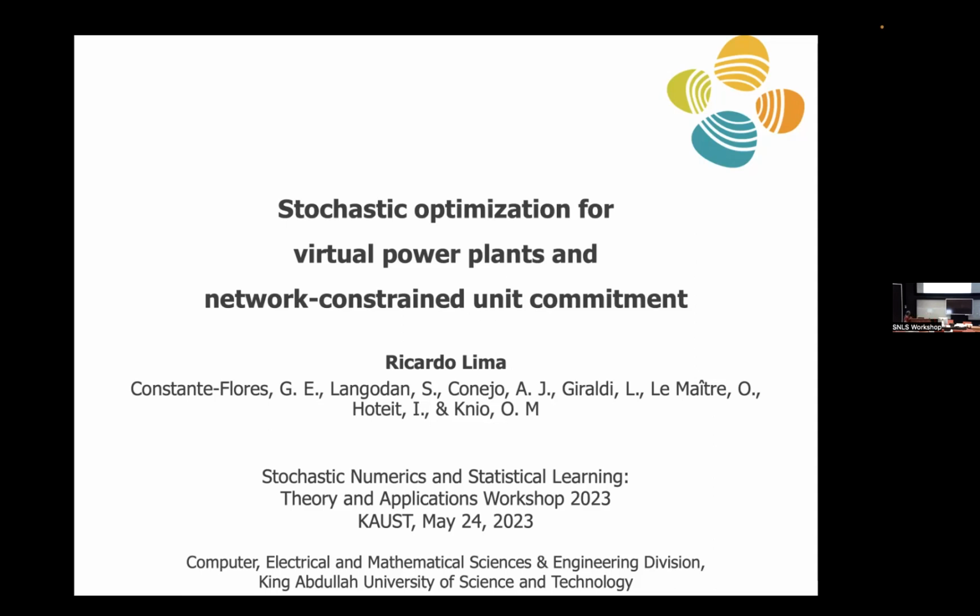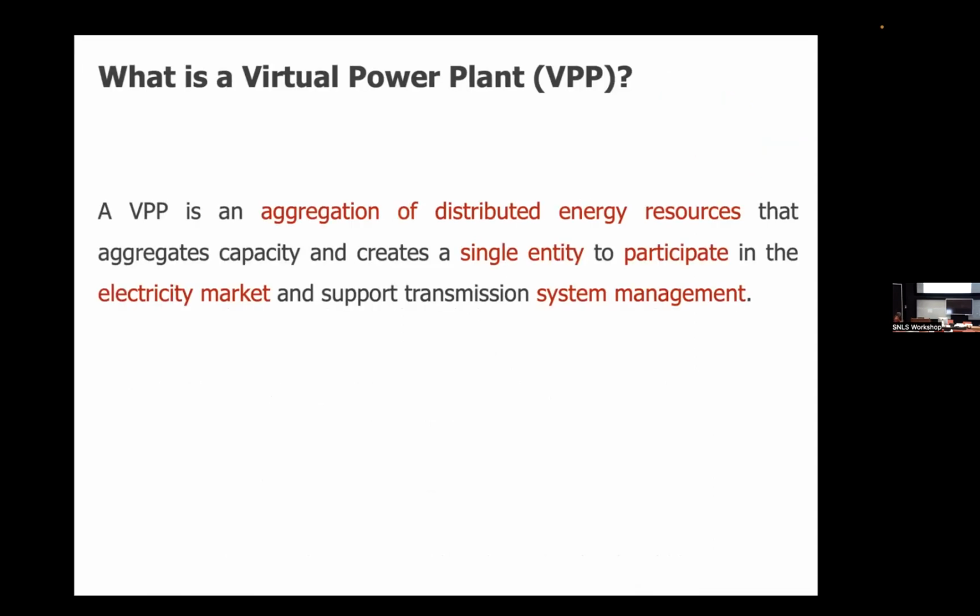So today, I'm going to talk about two different problems. The first problem relates to virtual power plants. And what is a virtual power plant? A virtual power plant is an aggregation of distributed energy resources, for example, a thermal plant, a solar farm, and a wind farm that will participate as a single entity in the electricity market. They can also support some transmission management.